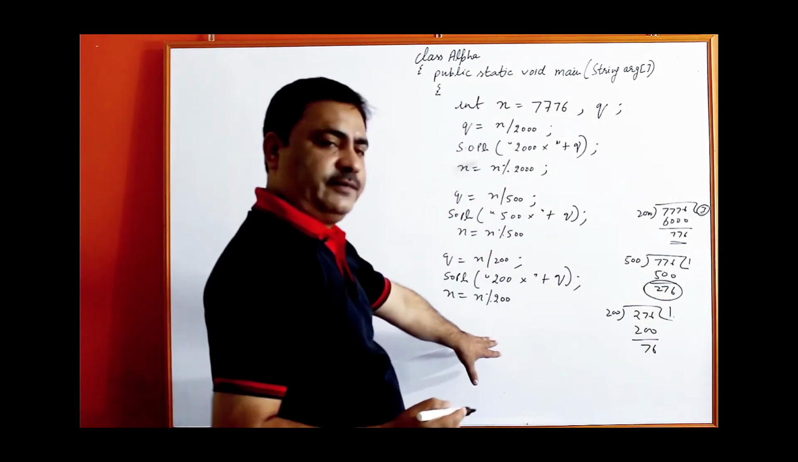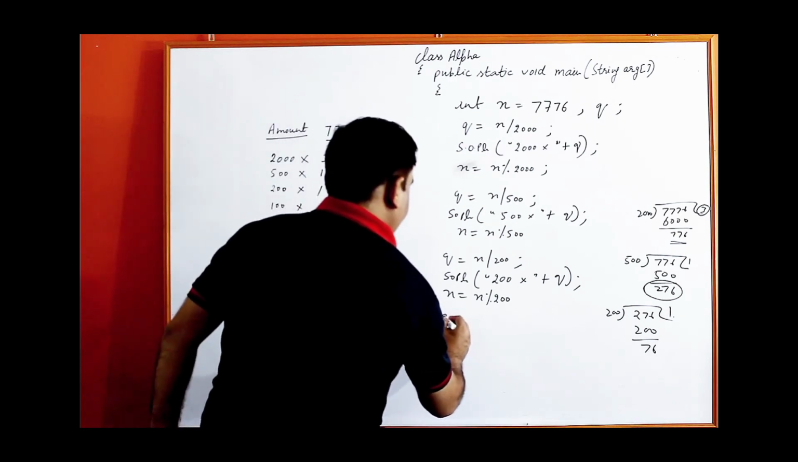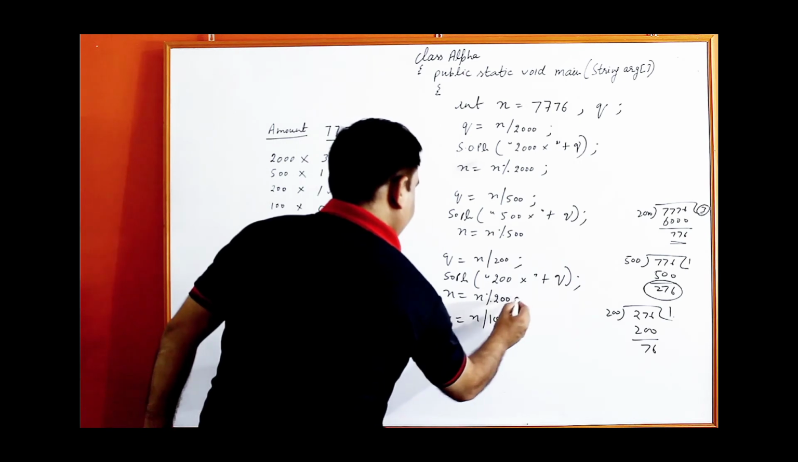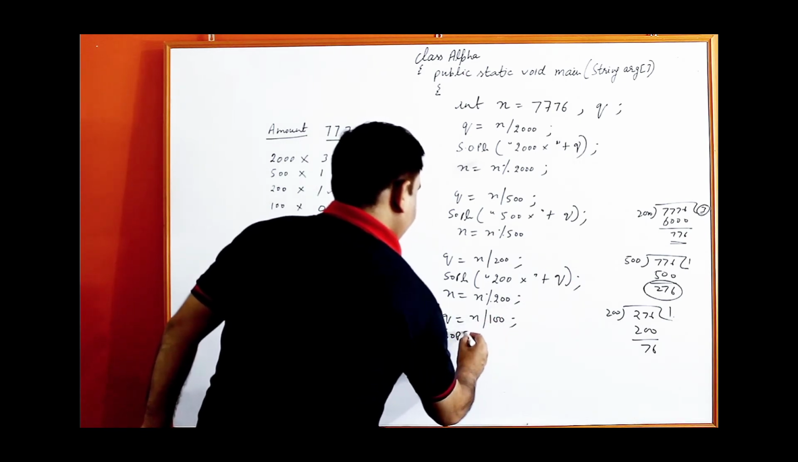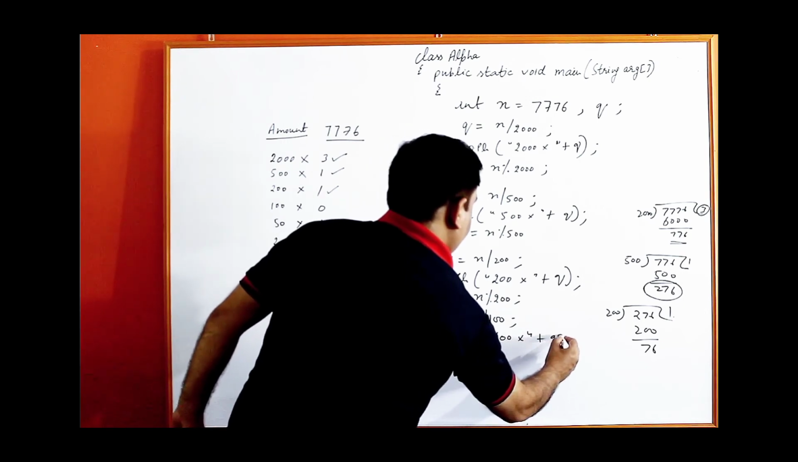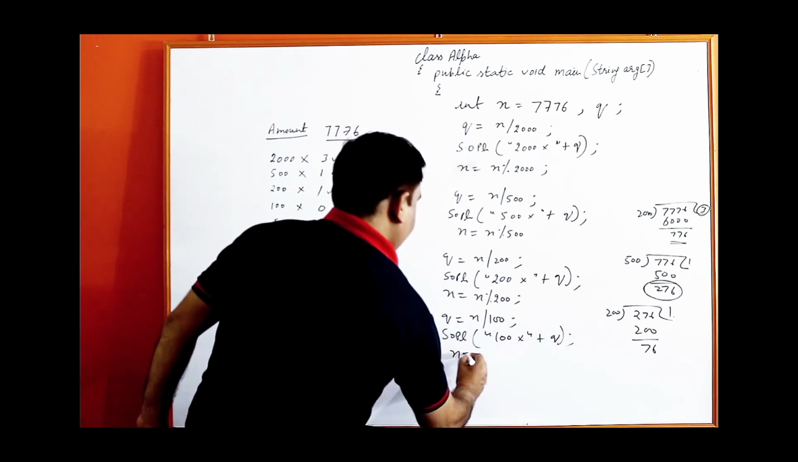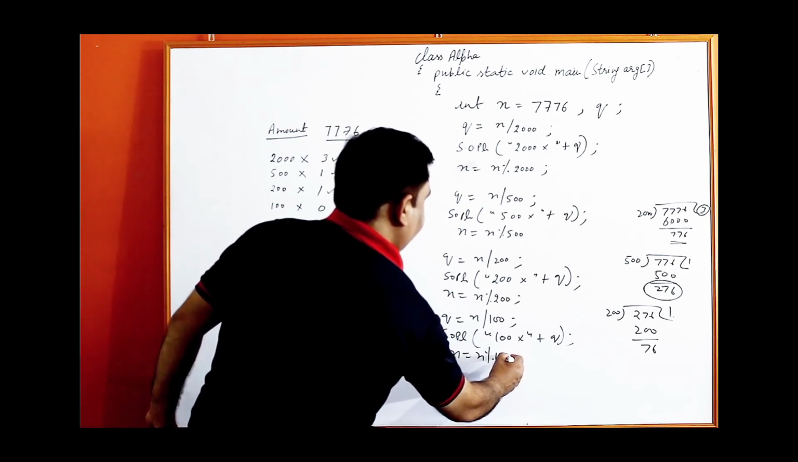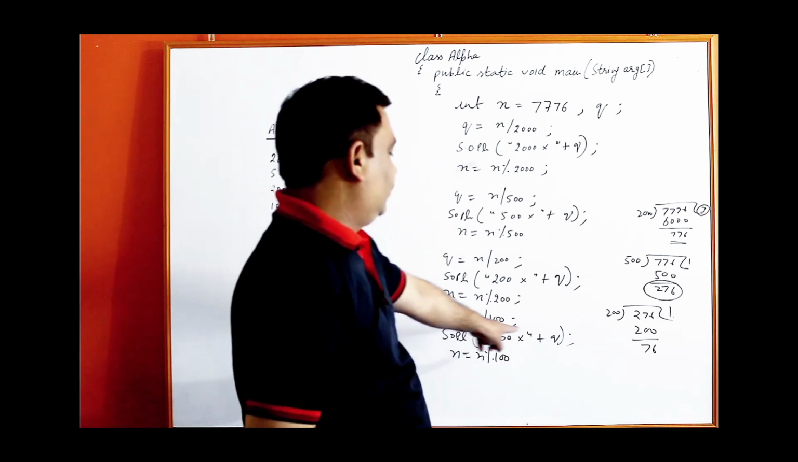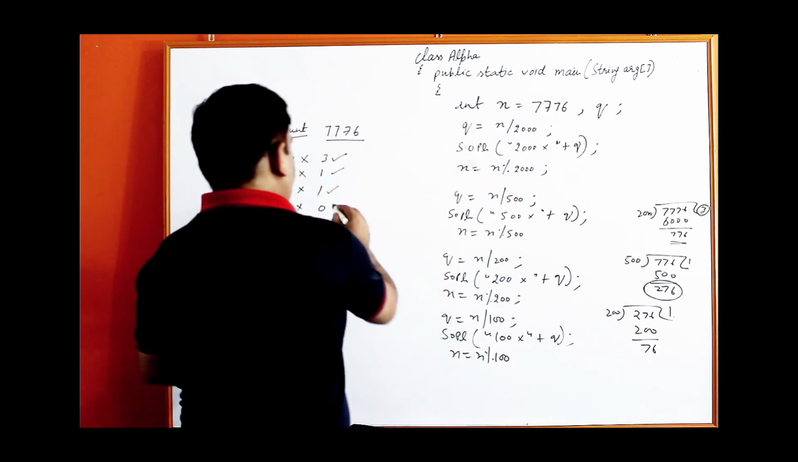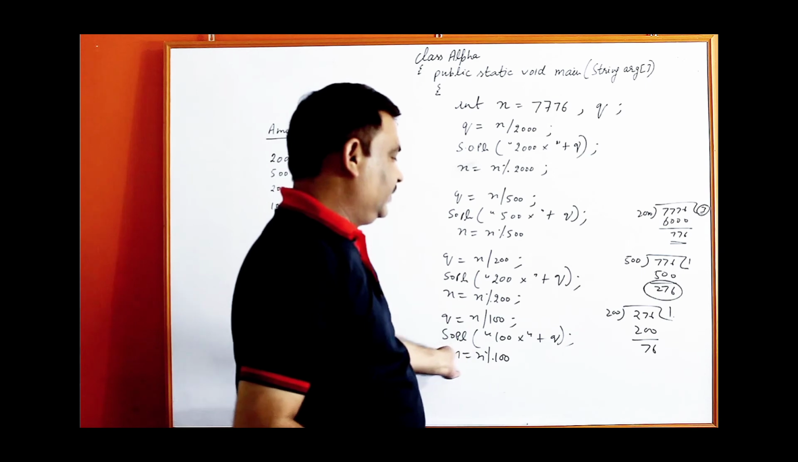Same process you have to repeat for 100 and divide by 100, println 100 rupees notes are q and n equal to n modulus 100. See here. So when you divide this amount by 100, you will get 0, and the remainder will remain the same, 76.